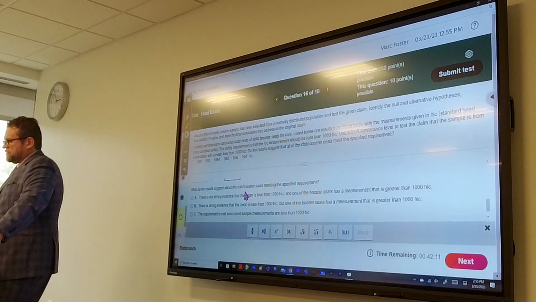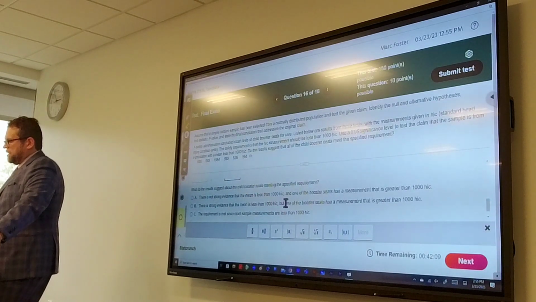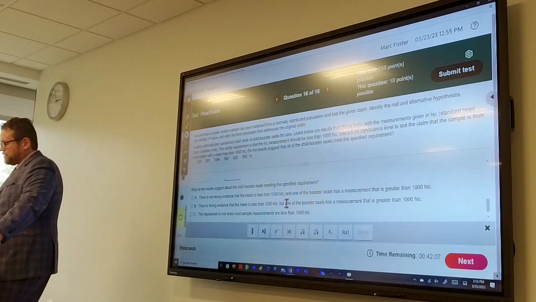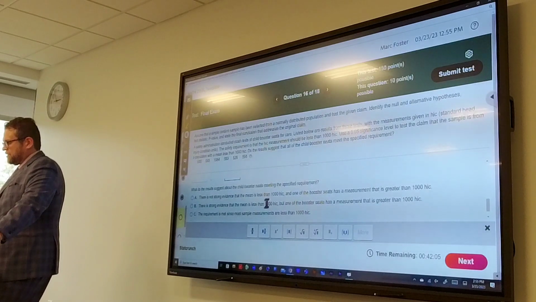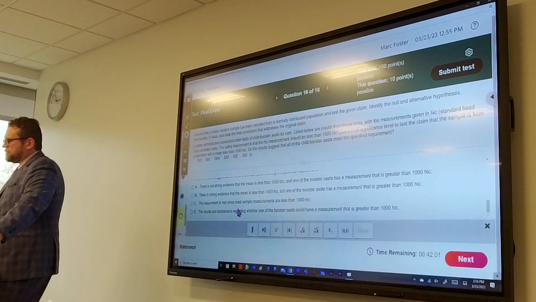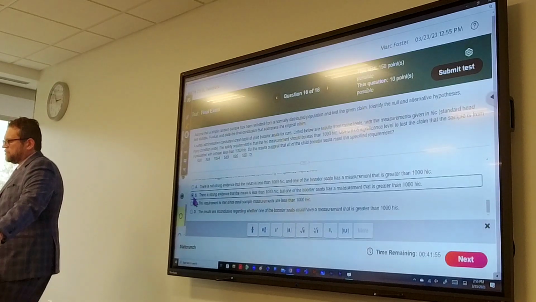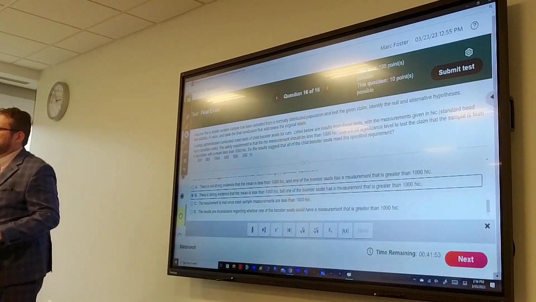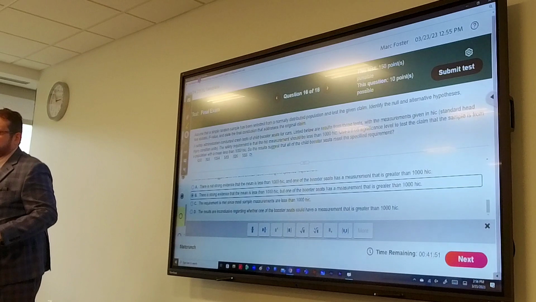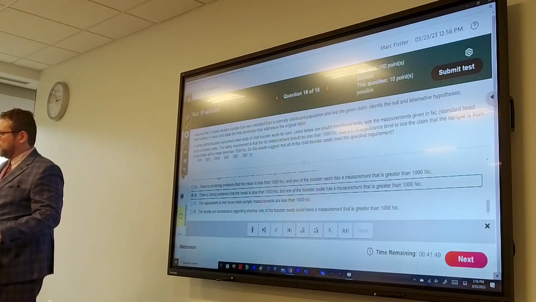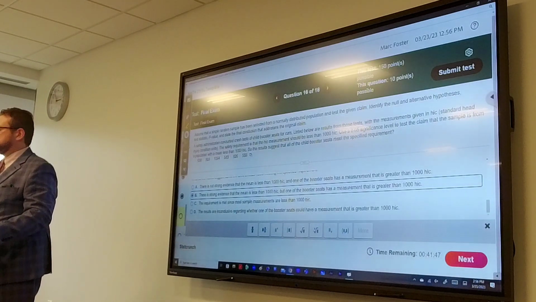What do the results suggest about the child booster seats meeting the specified requirement? There is not strong evidence that the mean, wait a second. There is strong evidence that the mean is less than 1,000, even though one of them was greater than 1,000. So it's like these booster seats suck, but one of them was okay.